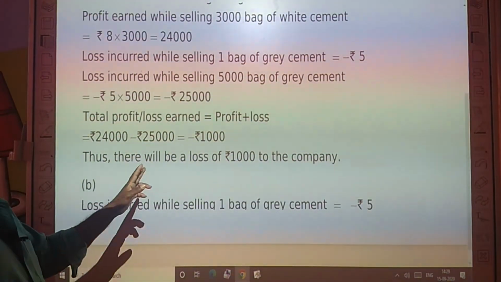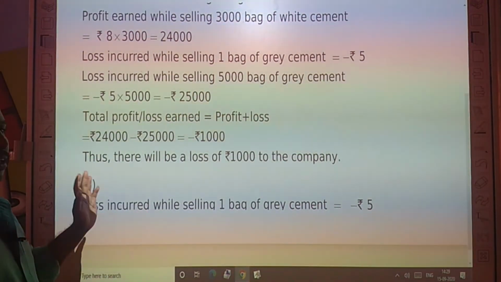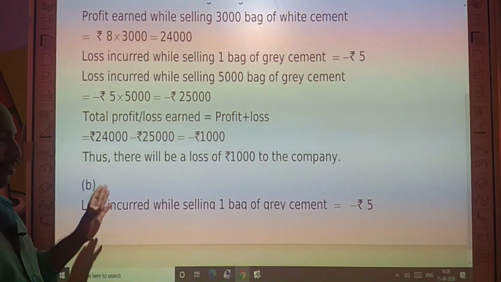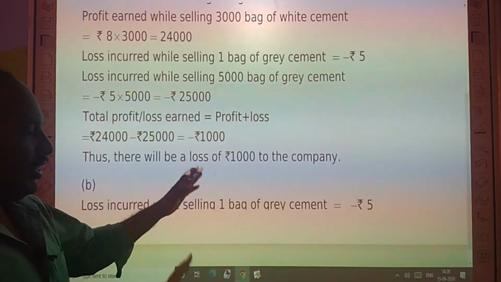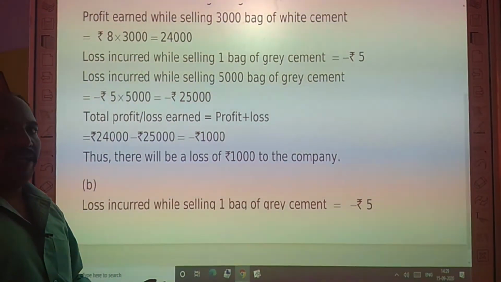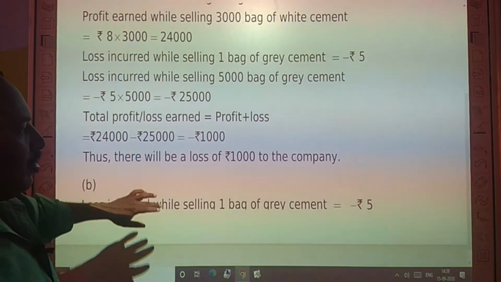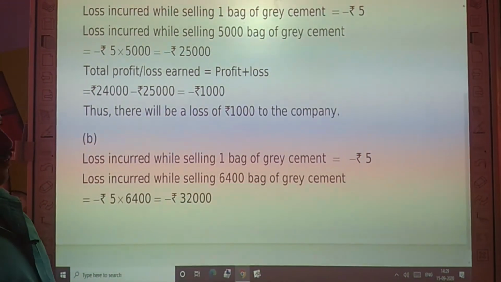Profit minus loss. Our profit from white cement is rupees 24,000, minus the loss from grey cement, 25,000, is equal to minus 1,000 rupees. So minus means negative. Negative means a loss of 1,000 rupees.